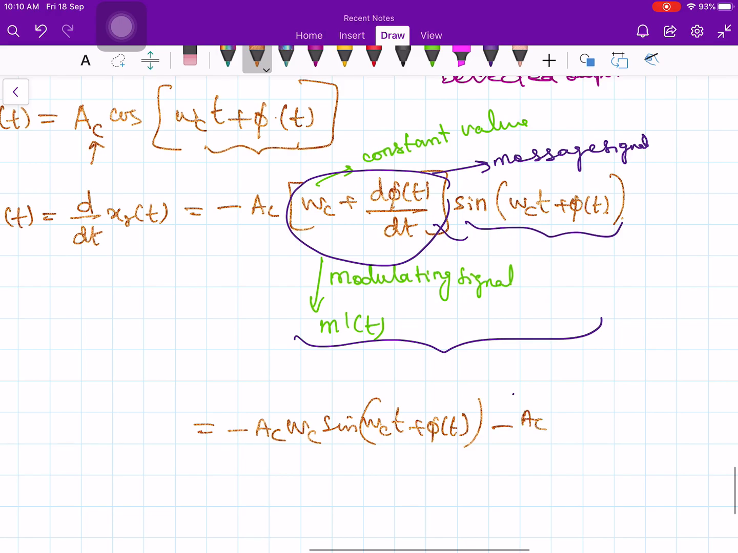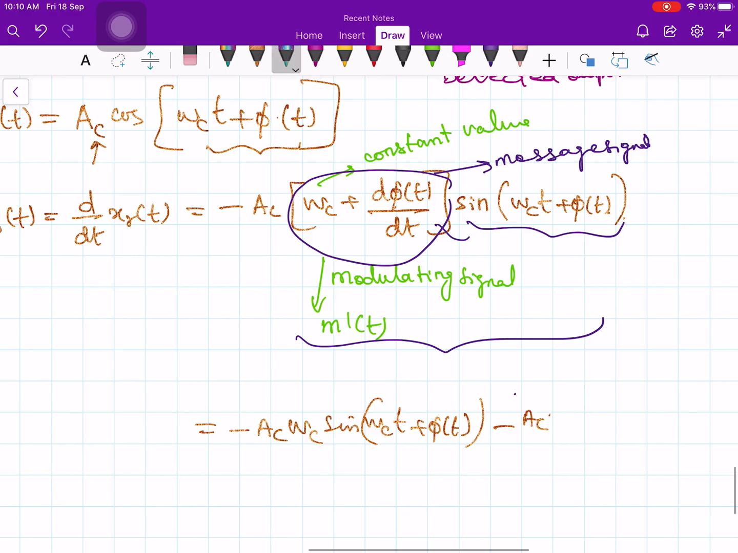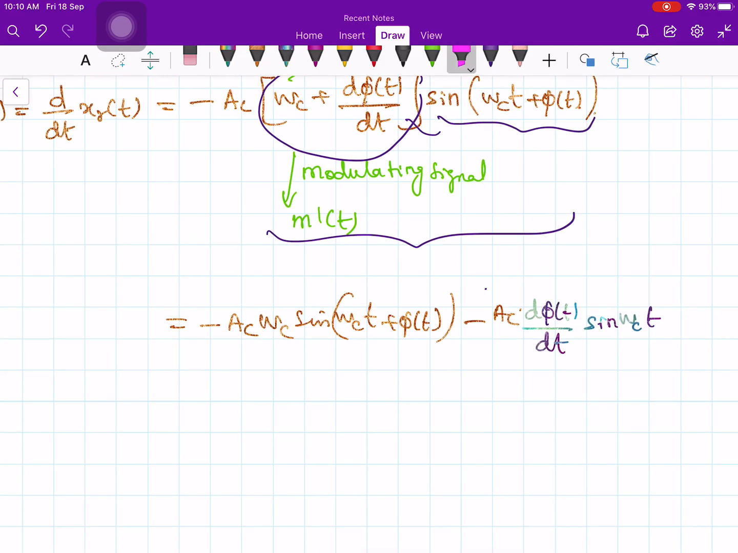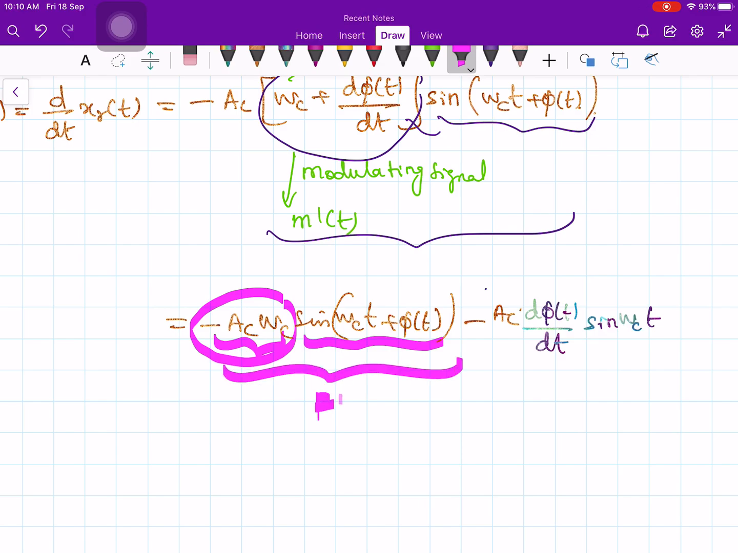minus AC times d phi of t by dt times sine omega ct. Now look at this. This is constant, minus AC omega c is constant. Constant is multiplied by a carrier, but of course a varying carrier. Okay, again this is your FM signal, but with certain carriers. I can say it is carrier.